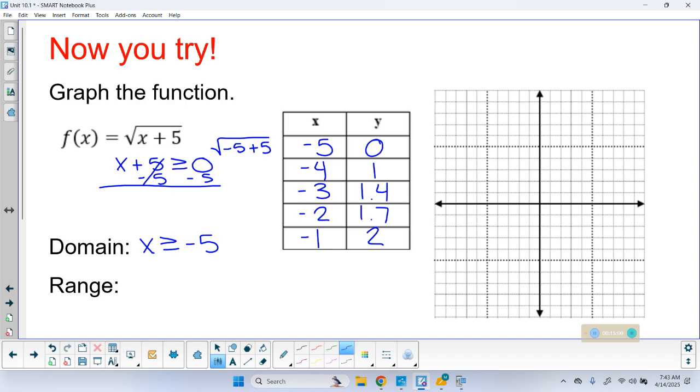So plotting these points, we have to go to negative 5, 0; negative 4, 1; negative 3, 1.4; negative 2, 1.7; negative 1, 2. Start at your first point, follow the others through, and you will have one arrow. Our first y value is 0, and because those y values are increasing, the range is y is greater than or equal to 0.